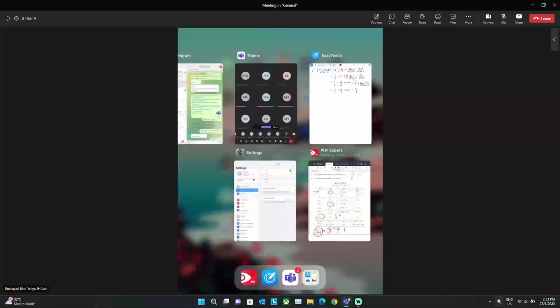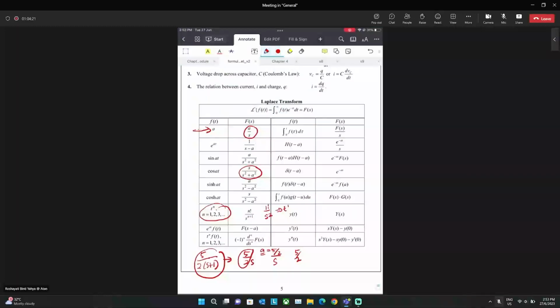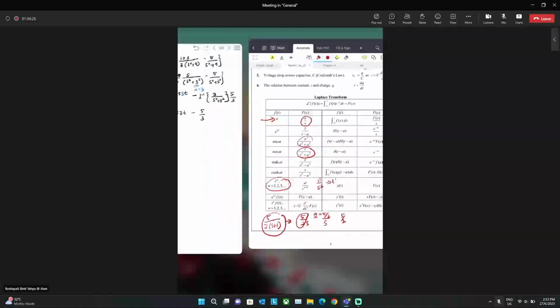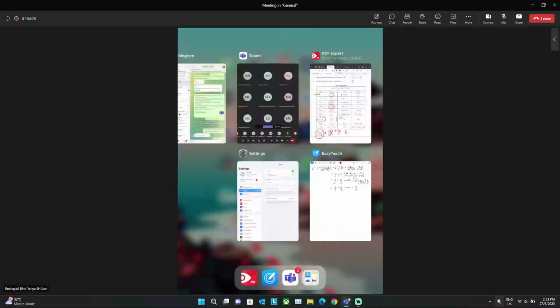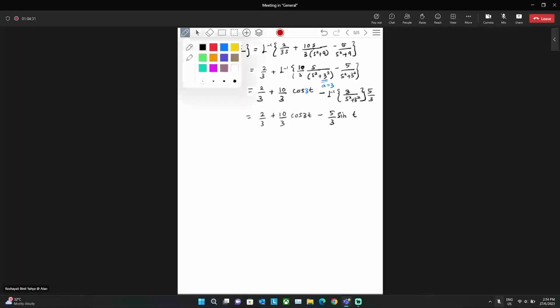a over s squared plus a squared, that is sin at. So a is 3, sin 3t. Okay. This is your final answer. Okay, so this is f(t). Any questions so far, class? No questions, doctor.